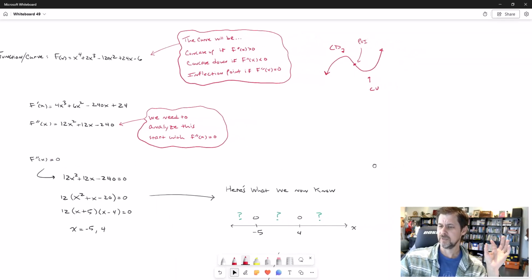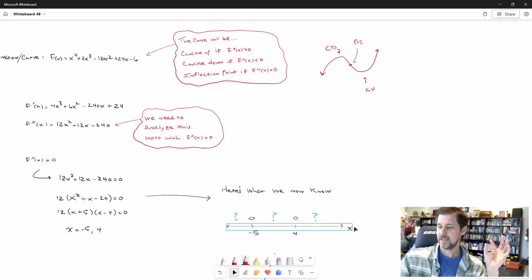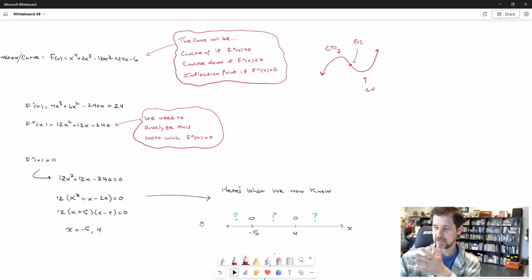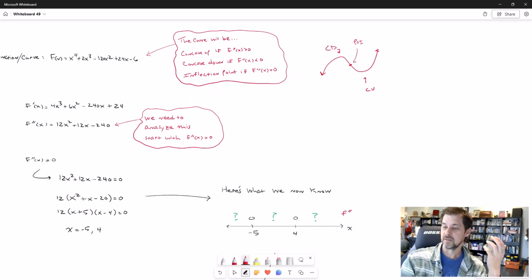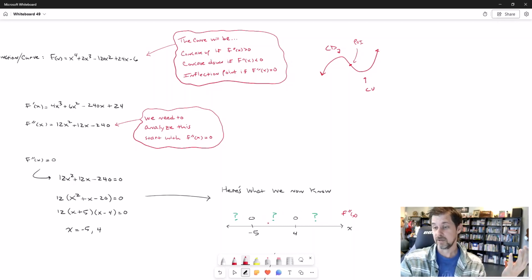Now I want to summarize what we know. Imagine the x-axis. Imagine you're scanning the x-axis, looking at this graph. Here's what you'd see. At the spot where x is negative 5, the second derivative would be 0. And at the spot where x is 4, the second derivative would also be 0. Now, outside of those numbers or in between those numbers, I don't know yet.